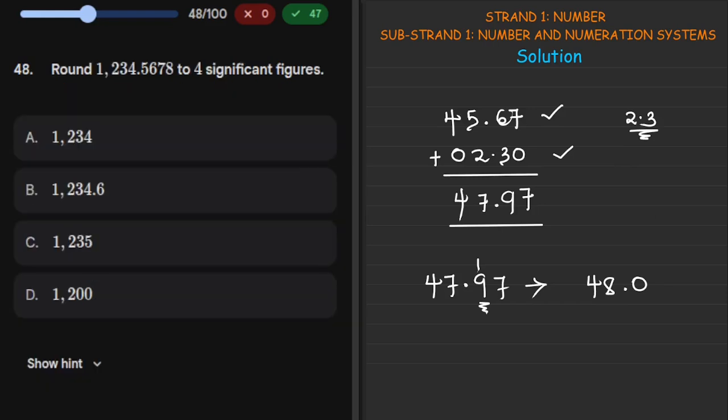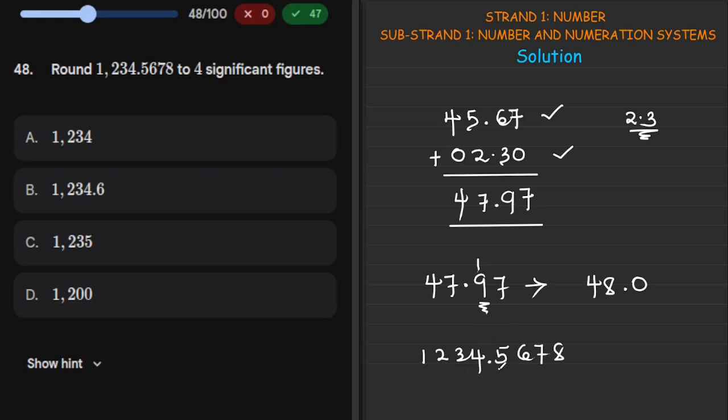Question number 48. We have to round this to 4 significant figures. So the number is 1, 2, 3, 4, 5, 6, 7, and then 8. Well, we have the decimal point between 4 and 5. So I'm going to put that there. And we are rounding this to 4 significant figures. So to 4 significant figures, this is our first, second, third, then fourth.